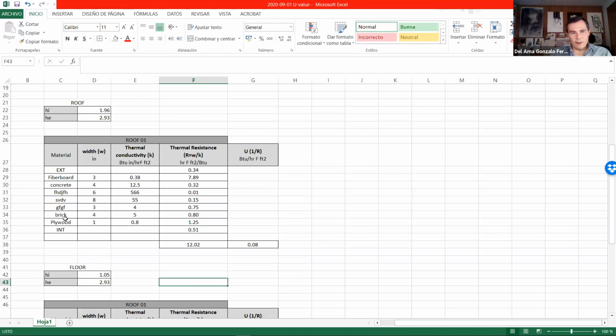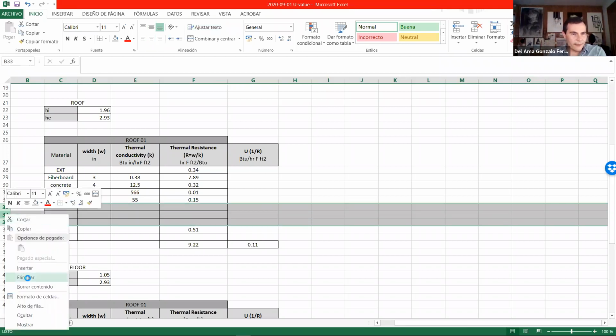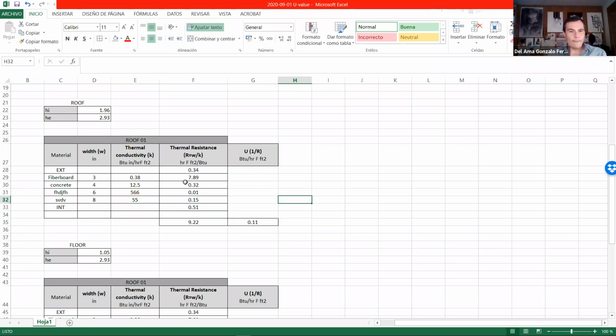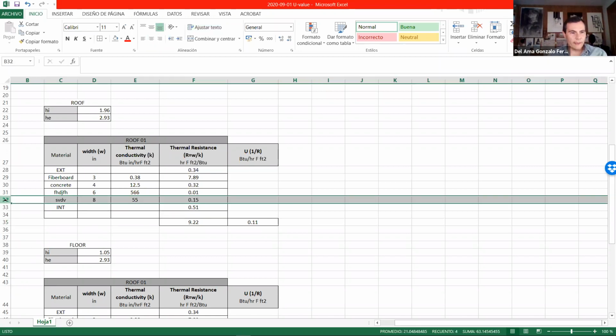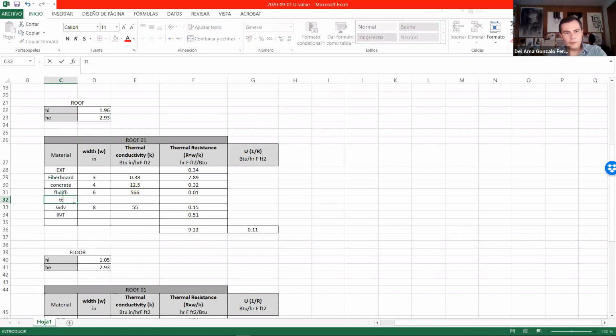If you don't have enough, or if you don't have all these elements, you can just delete this. And if you want to make it nicer, you can always delete all these cells. But as you can see, this is not affected. And now if you need one more layer, you can always insert layer. And here you can type the material, the thermal conductivity, the width. It doesn't change, but you can always drag this here, and immediately everything is calculated again.